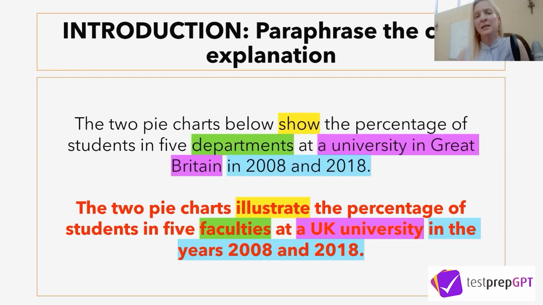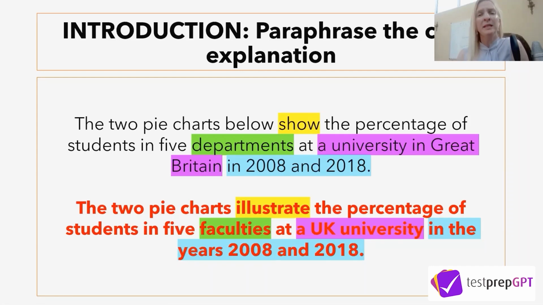So in this case, it says the 2 pie charts below show the percentage of students in 5 departments at a university in Great Britain in 2008 and 2018. And what I've done is I've written the two pie charts illustrate the percentage of students in 5 faculties at a UK university in the years 2008 and 2018. So I've kept the word pie chart because that's what it is. There's no other word that I can use to replace pie chart.